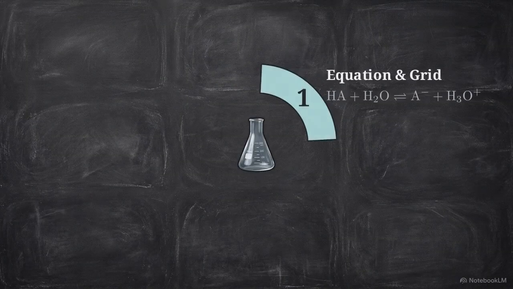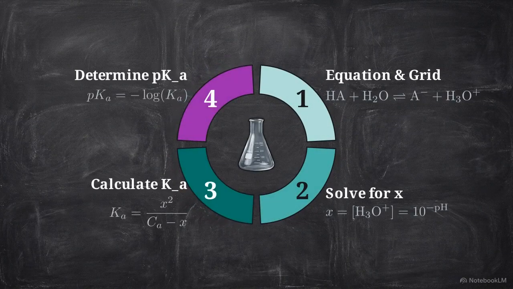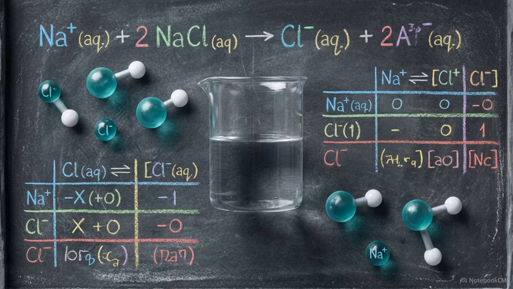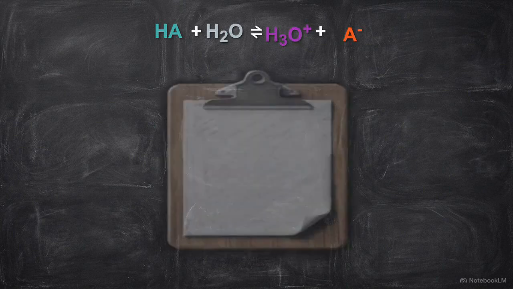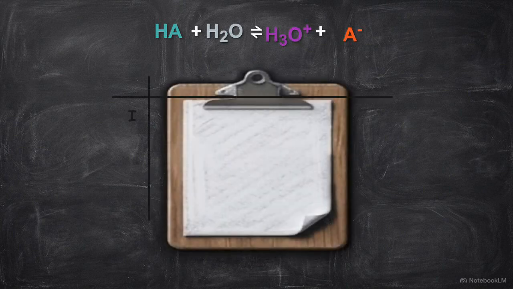This four-step calculation sequence provides a repeatable framework for analyzing the equilibrium of any standard weak acid solution. Step 1. Establishing the foundation. A weak acid is an acid that partially dissociates in water. The equation shows HA plus H2O yielding H3O+ and A-.